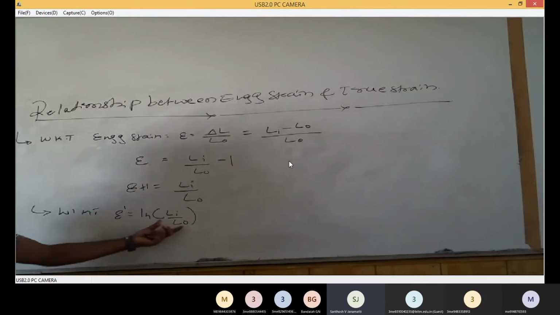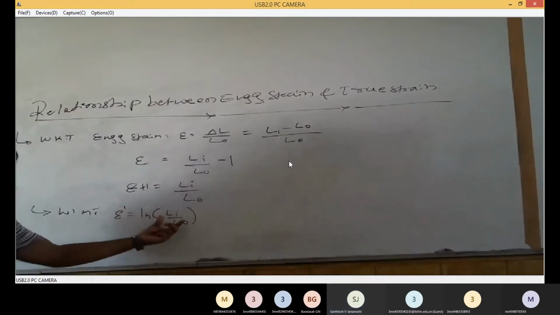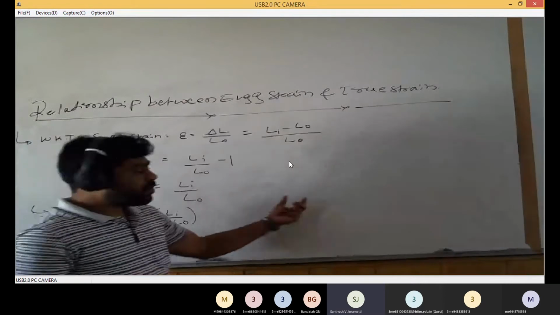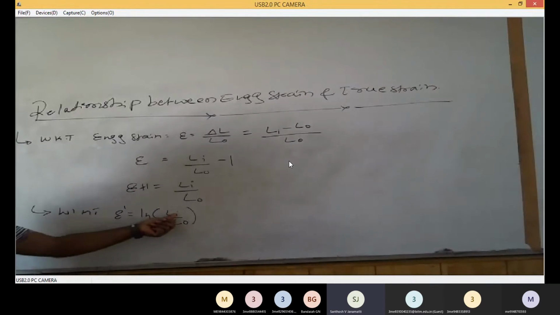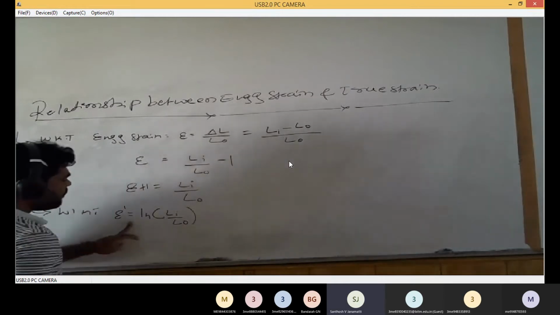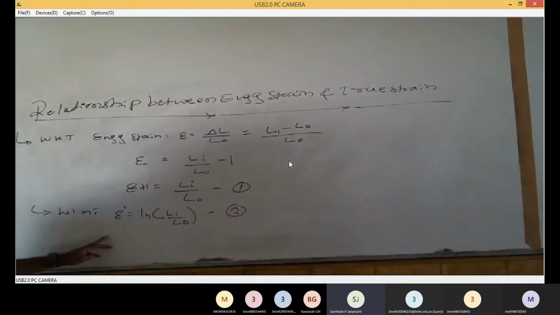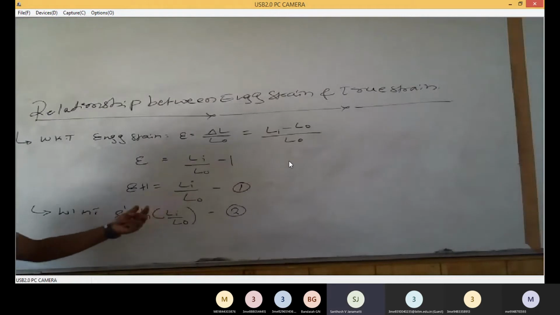Hope you understand. In the previous step I wrote this, now I am writing like this. First instantaneous length, second instantaneous length, third instantaneous length, and fourth instantaneous length. So that is what I am writing: ln of instantaneous length to the original length. That is the true strain definition. Now this is equation 1, this is equation 2. Now substitute equation 1 into equation 2.